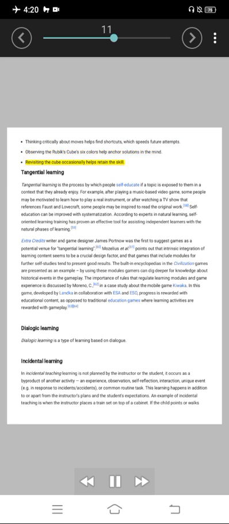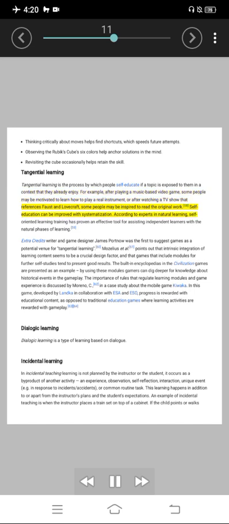Tangential learning. Tangential learning is the process by which people self-educate if a topic is exposed to them in a context that they already enjoy. For example, after playing a music-based video game, some people may be motivated to learn how to play a real instrument, or after watching a TV show that references Faust and Lovecraft, some people may be inspired to read the original work.